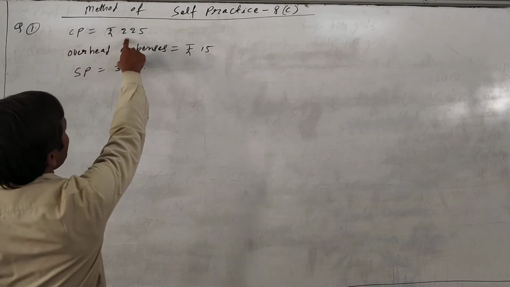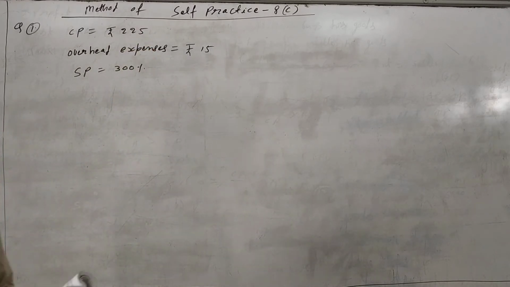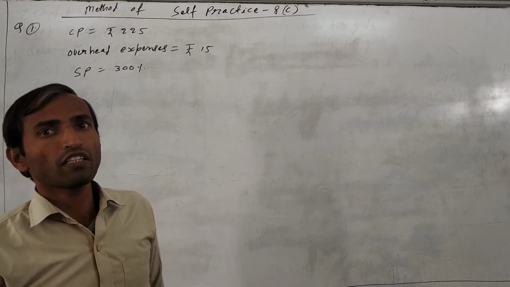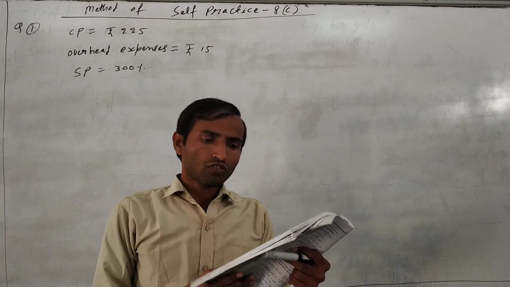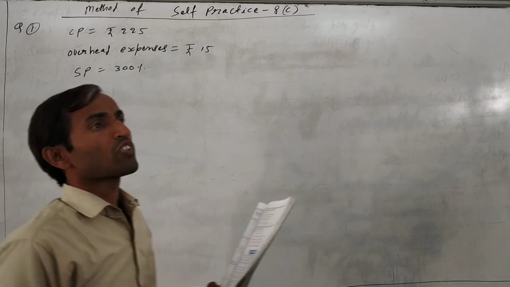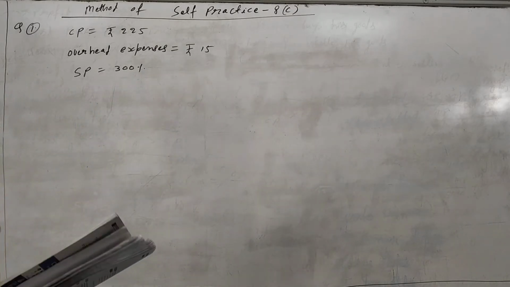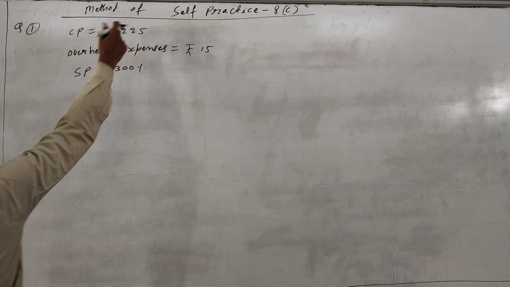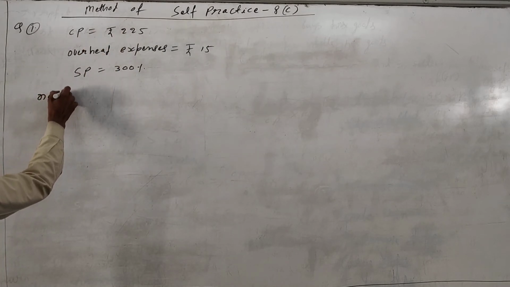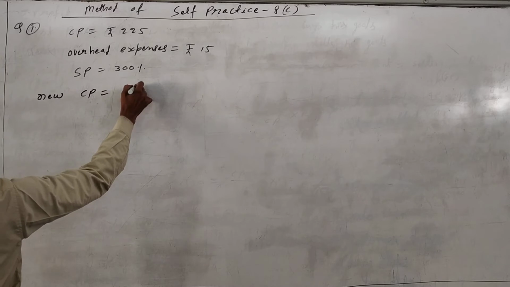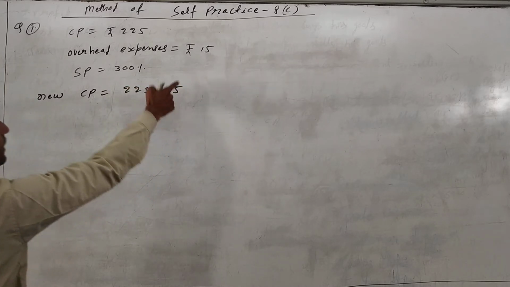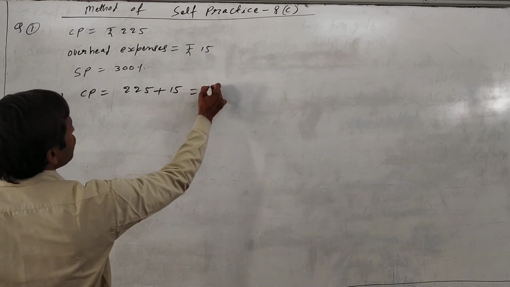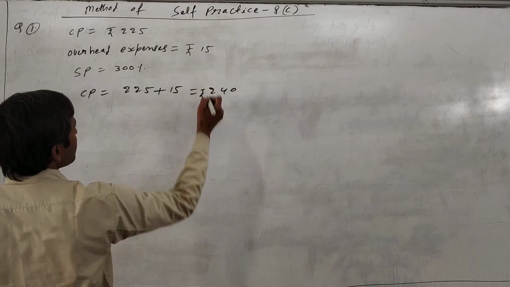And overhead expenses means extra expenses, like sometimes we make repairs to the article. In this case, this overhead expenses will be added to the CP. Then we use the new CP: new CP is equal to 225 plus 15. We have to add the overhead expenses to the previous CP. So how much will it come? It will come 240 rupees. So the new CP will be 240 rupees.